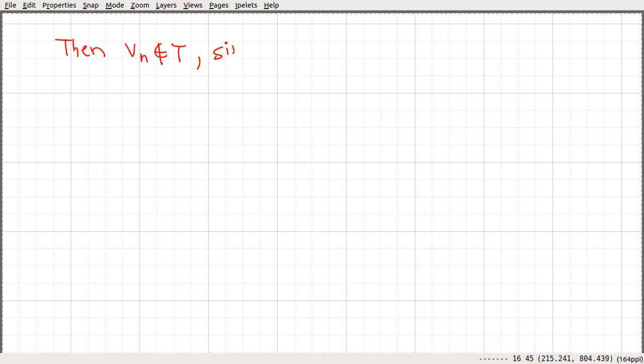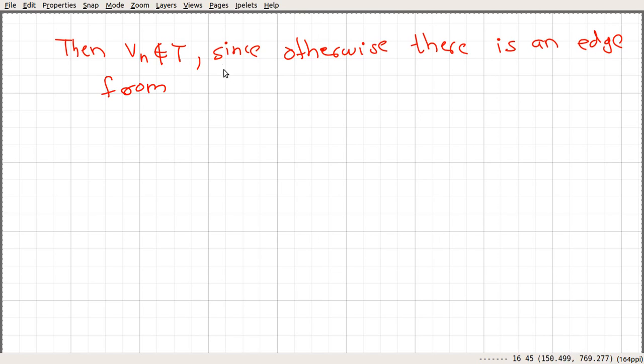Since otherwise we will have a loop. Since otherwise there is an edge from V to Vn, and Vn is nothing but V, and that is a loop, which is not possible.